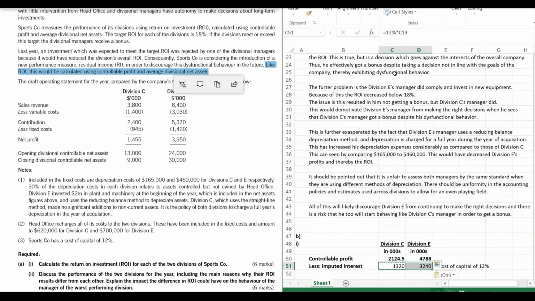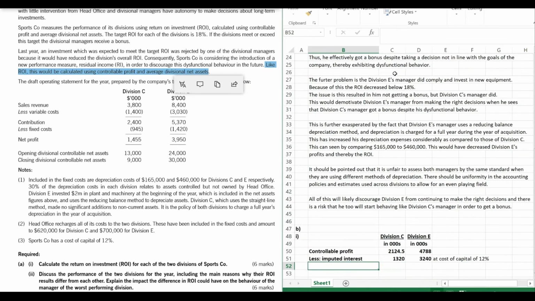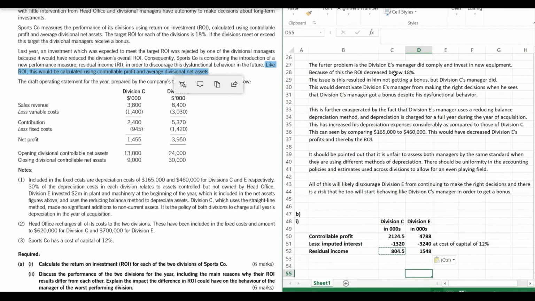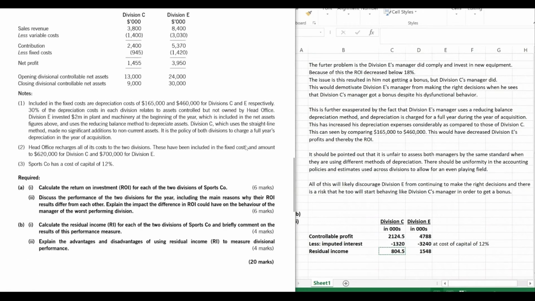Okay, so we have these two amounts. Let's put a minus sign there as well to indicate the less part. Okay, so that will give us our residual income. We'll make this bold as well. So we add these two up, 804.5 and 1548. Okay, so that's the calculation, and they say briefly comment on the results of this performance measure.